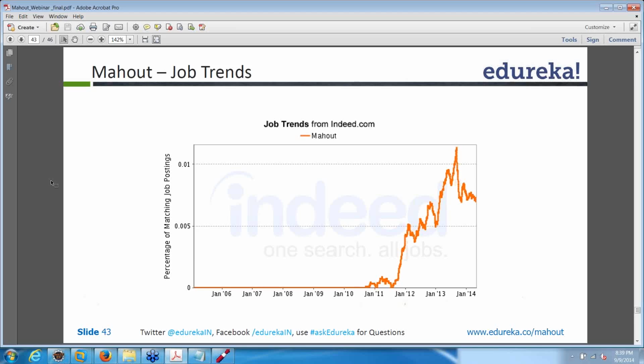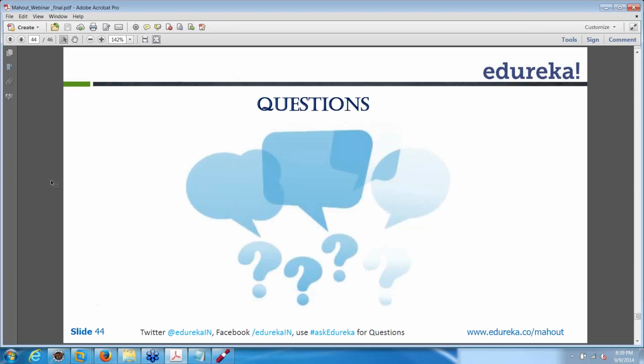So this is the job trends from Indeed.com for Mahout, specifically for machine learning with Mahout, where there is huge demand in the market.